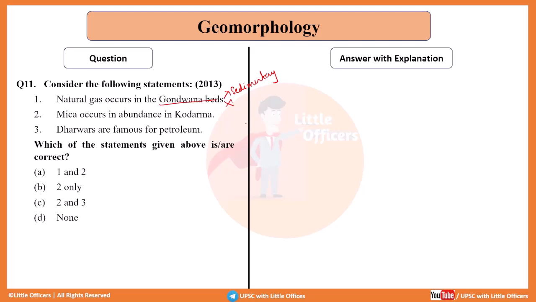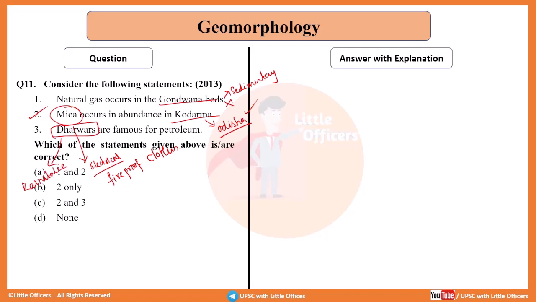Mica occurs in abundance in Kodarma. This is a location in Odisha. These kind of things you need to understand and you need to remember those facts. It is a fact based one. And mica is a fibrous material which has good dielectric strength. So it is generally used in the electrical industry and even fireproof clothes, or capacitors, as its dielectric strength is good. So these are some of the applications of mica. And Dharwar are famous for petroleum. See, Dharwars are locations in Karnataka.